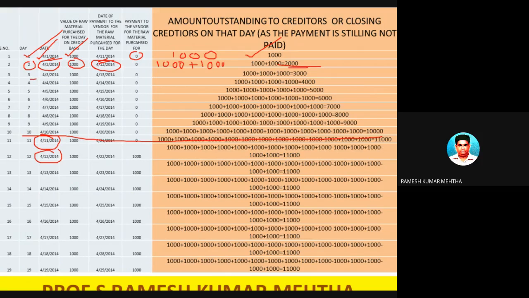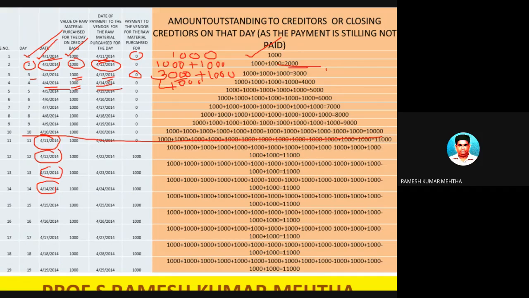Now on the third day, again I have purchased 1,000 rupees worth of raw material. I am going to pay this on 13th April. Until such time it is not paid, the total accumulated amount I have to pay to the creditors at the end of the third day is 3,000 rupees. Similarly, on the fourth day, again I have purchased another 1,000 rupees of raw material, the payment of which will be made on 14th April. So the outstanding amount is 3,000 plus another 1,000, equal to 4,000.